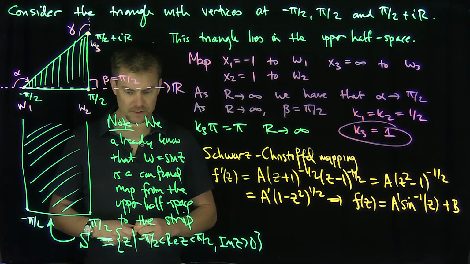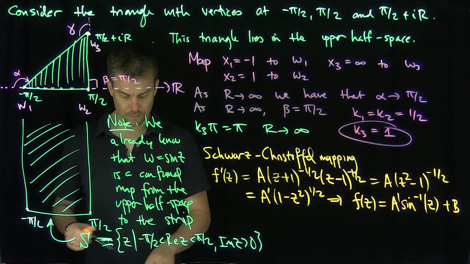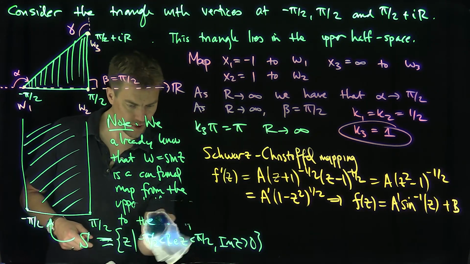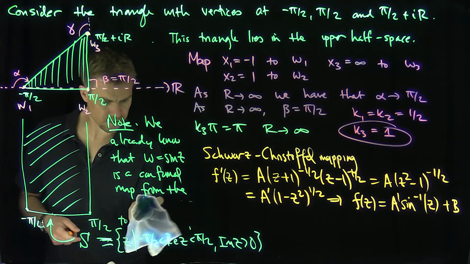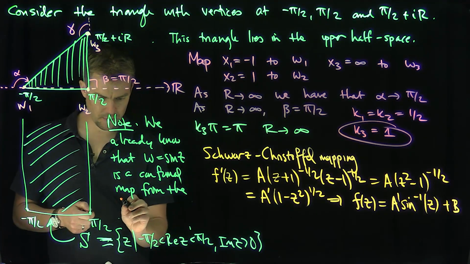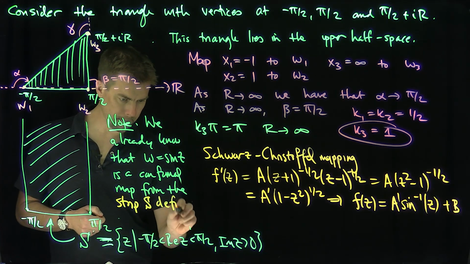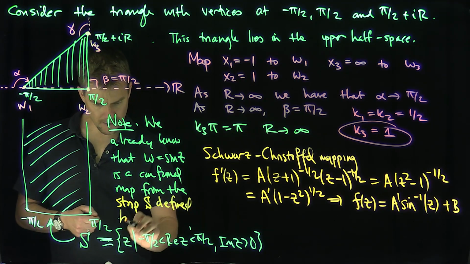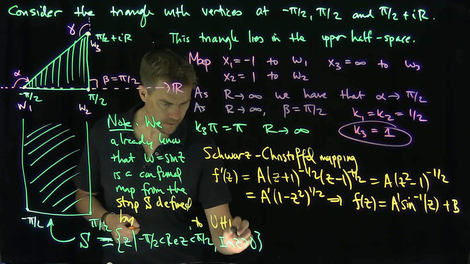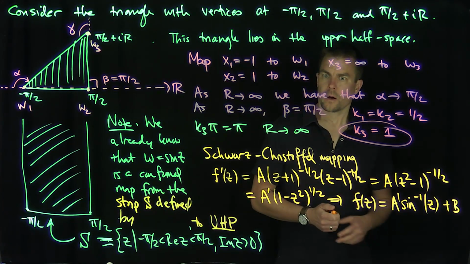And so vice versa, right? We know that this is a conformal map from the strip, so I have to change this up a little bit. It's a conformal map from the strip S defined by this formula to the upper half plane. Okay, good. All right, excellent.